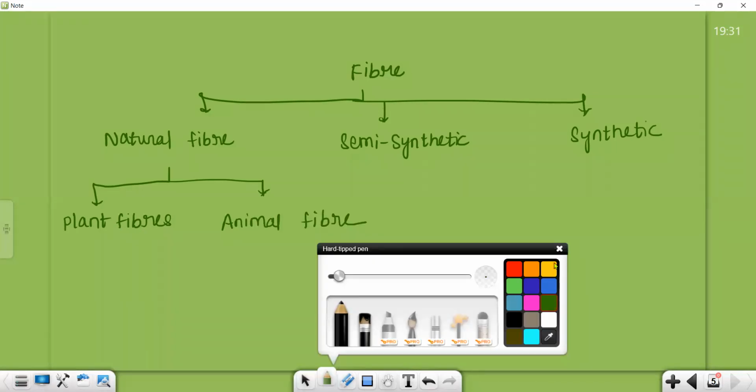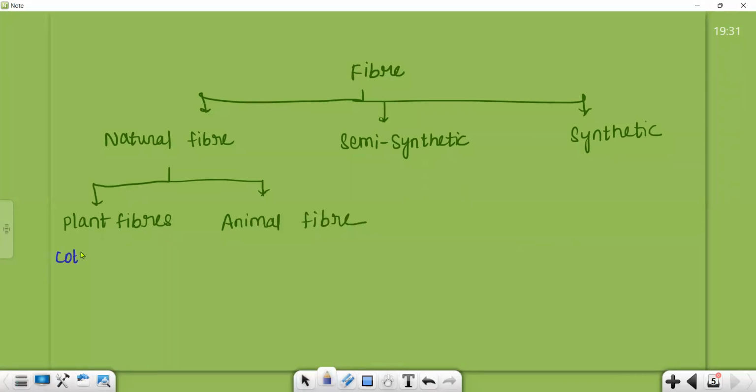So plant fibers, can you give examples like cotton? Cotton, jute. Yeah, animals like wool, silk. Wool, silk. Muga silk, like that. So natural fibers have two categories: those obtained from plants are called plant fibers, and those obtained from animals are called animal fibers.